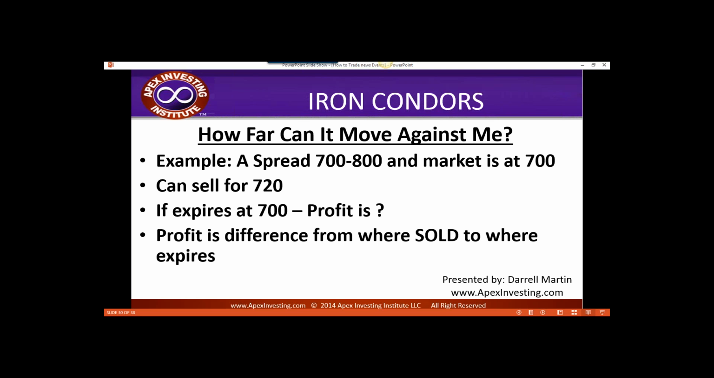The market expires at 700. How much can I make? 20 bucks. Because where I sell it compared to where it expires is what I make. So I sold it at 720, it expired at 700, so the difference is 20 bucks. So, does that make sense to everybody there?